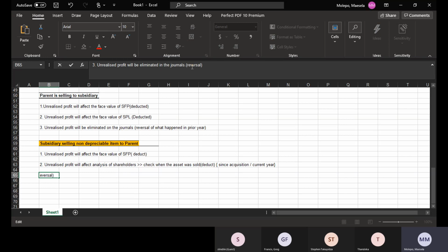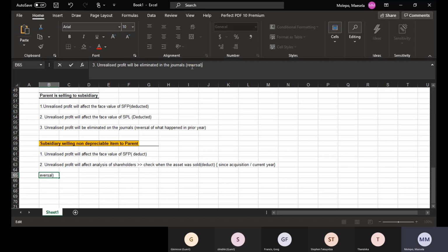We've got a parent selling non-depreciable item to the subsidiary, and then we're given the statement of financial position of D&E Limited for the 31 December 2009. We're given the statement of profit and loss for D&E Limited, and then we're given the statement of change in equity.